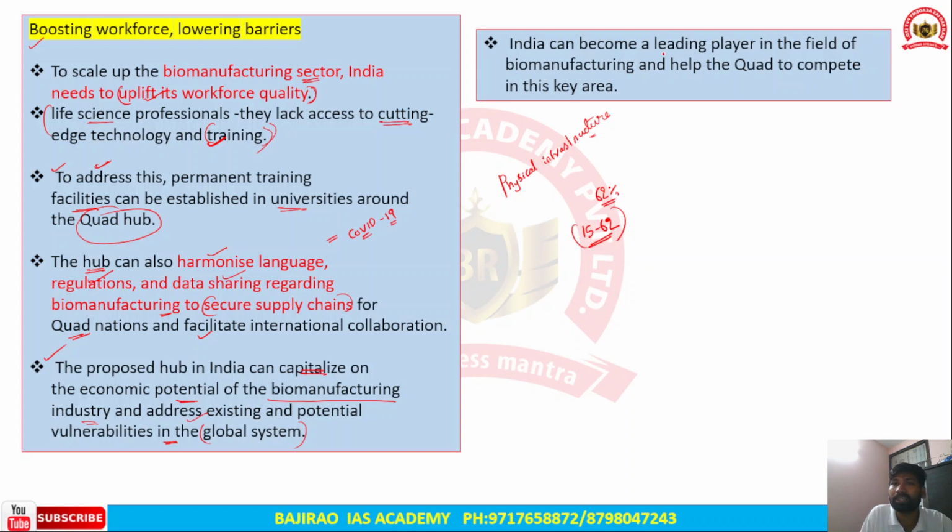Now, India can become a leading player in the field of biomanufacturing, and it can also help the Quad to compete in this key area. India can play a very key role, and it can bring together all the Quad countries in complementing their strengths. So this will ultimately help India to become a global biotechnology hub. So this is all about this article, which is given as an editorial.